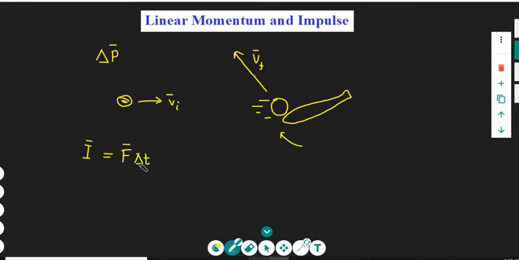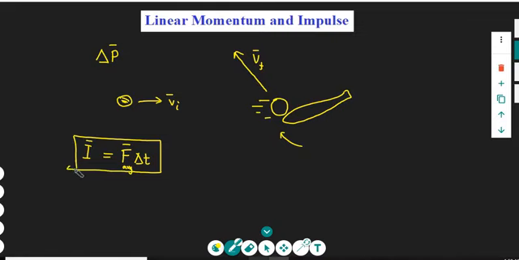This delta stands for the change, okay? So the force multiplied by the time. Usually this force is an average value, okay? This is an average value. So this is one way of defining impulse.